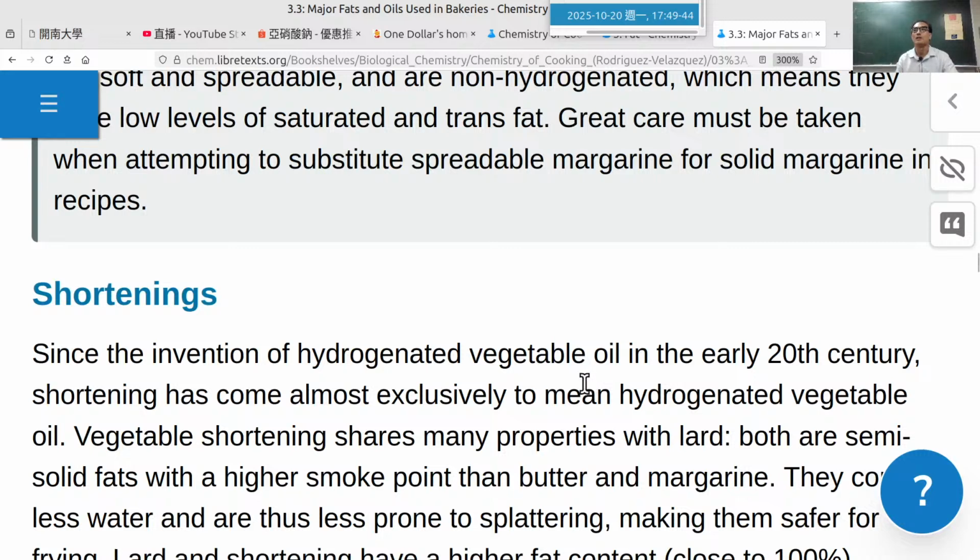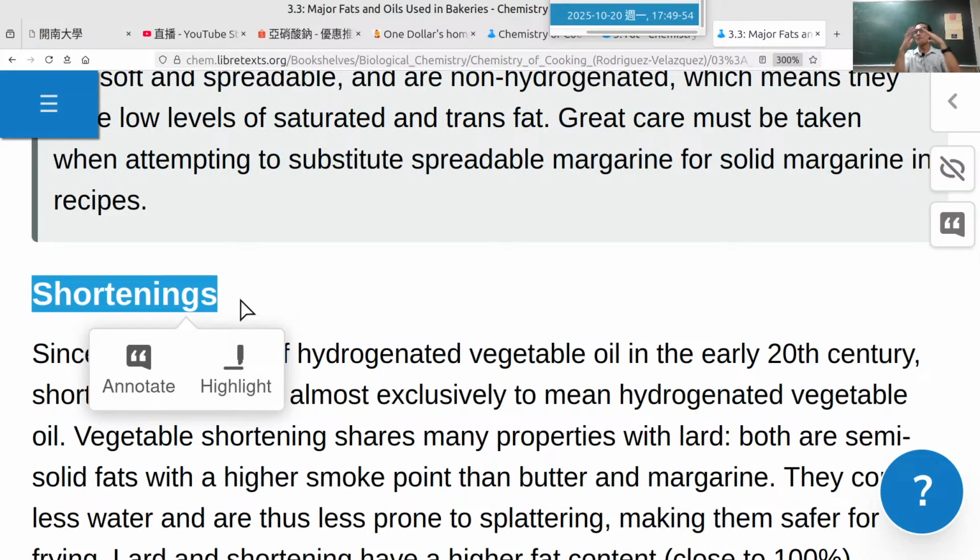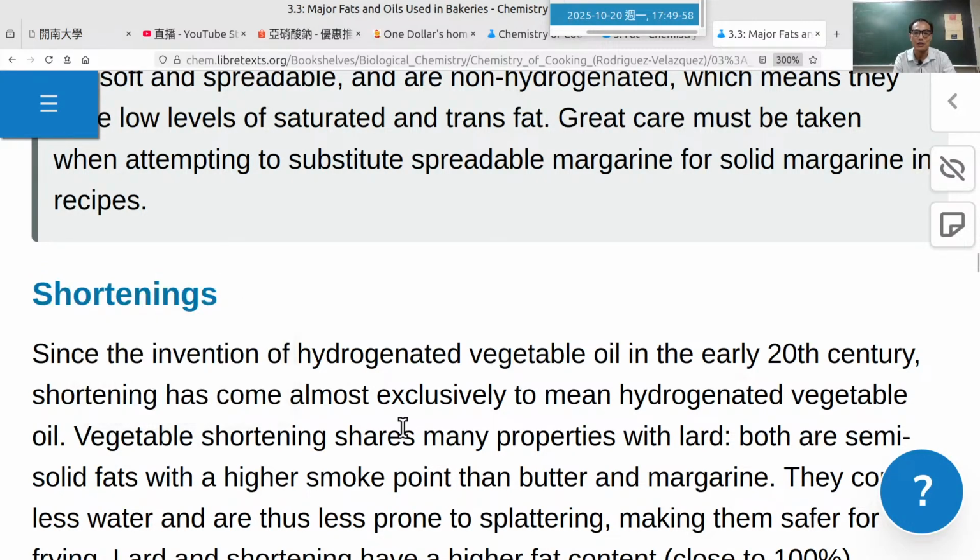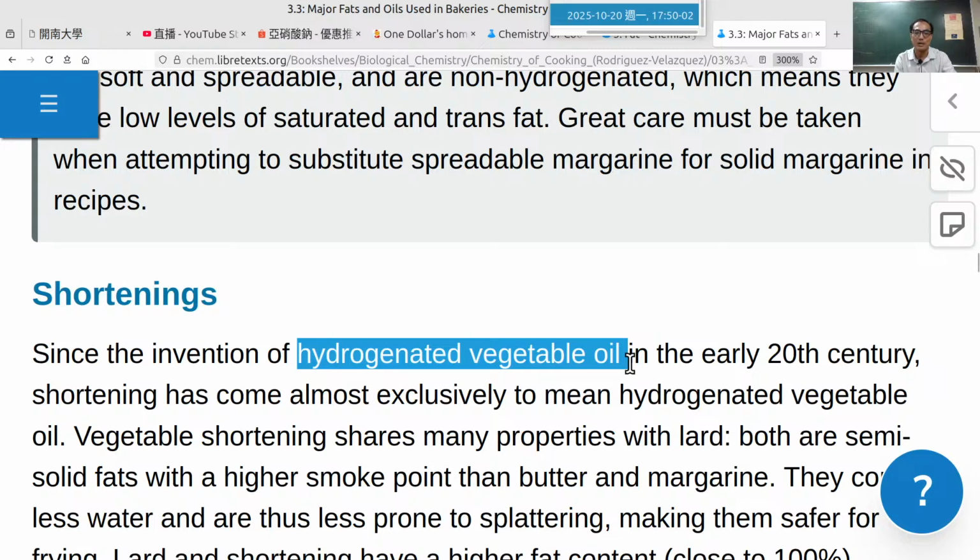And shortening, let me give a brief explanation about shortening. In the beginning, when I was a college student, I learned this term. Why shortening? Become very, very short. Actually, it's a kind of hydrogenated vegetable oil to replace the butter.